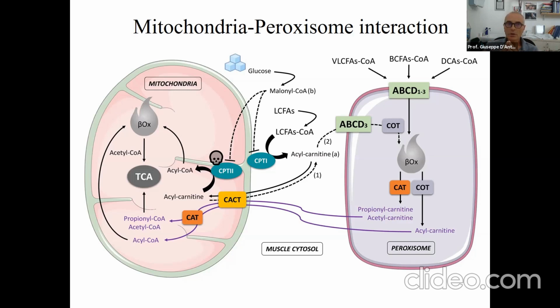Beta oxidation occurs both in the mitochondria and the peroxisome, but involves different substrates. In particular, short, medium, and long chain fatty acids are oxidized in the mitochondria, whereas very long chain fatty acids are mainly oxidized in the peroxisome. Other substrates include dicarboxylic acids and branched chain fatty acids, which are typically oxidized in this organelle.